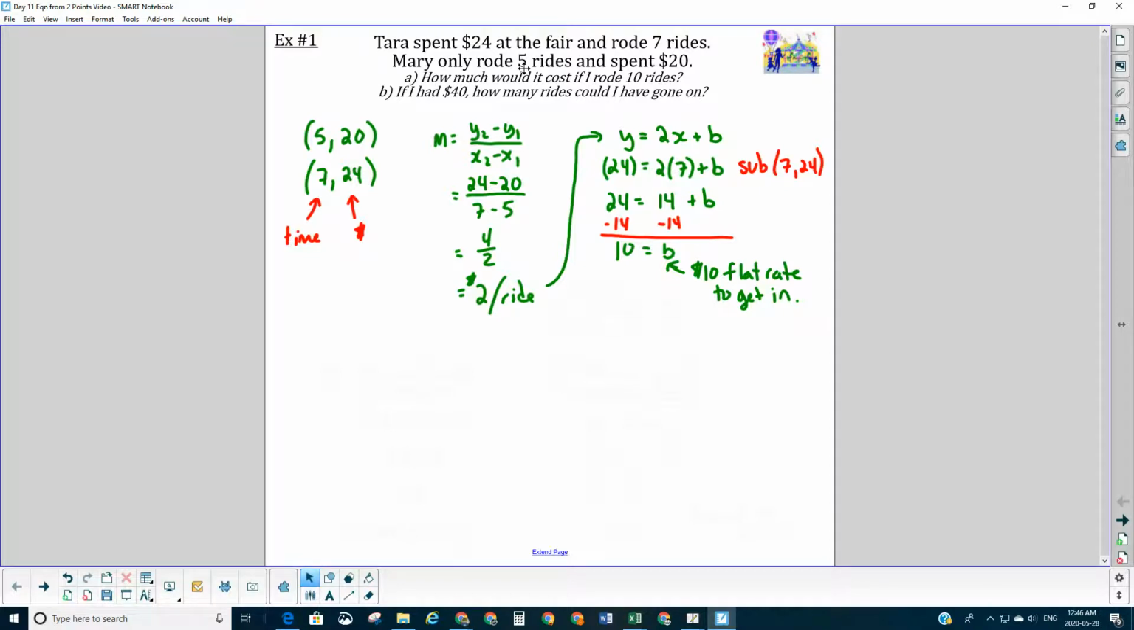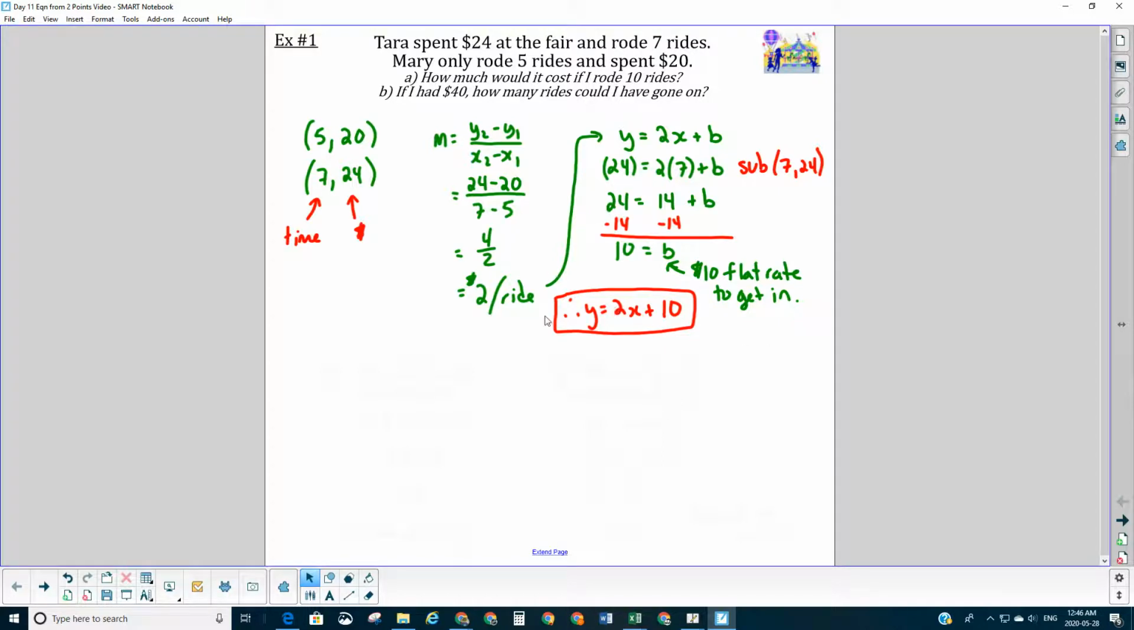So if Mary rode five times, well, 5 times $2 per ride is $10, plus the $10 to get in is $20. Tara went 7 times. 7 times 2 is 14, plus the $10 to get in is 24. Okay, and so we now have an equation. y equals the rate of change, the slope, 2x, x being the number of rides, plus your flat rate of 10. And we've got our equation.